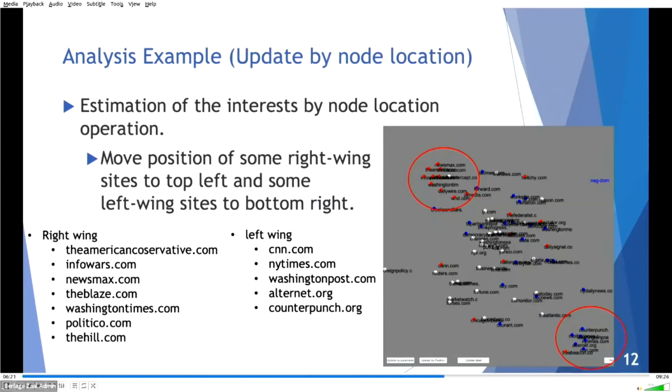This is an analysis example of estimating interest using node location operation. In order to show the similarity and dissimilarity of the news websites, the user can change the position of the news sites. This example makes a similar group among right-wing and left-wing news sites. This operation also represents the dissimilarity between right-wing and left-wing news sites. This is a list of right and left-wing websites extracted from the media bias chart.